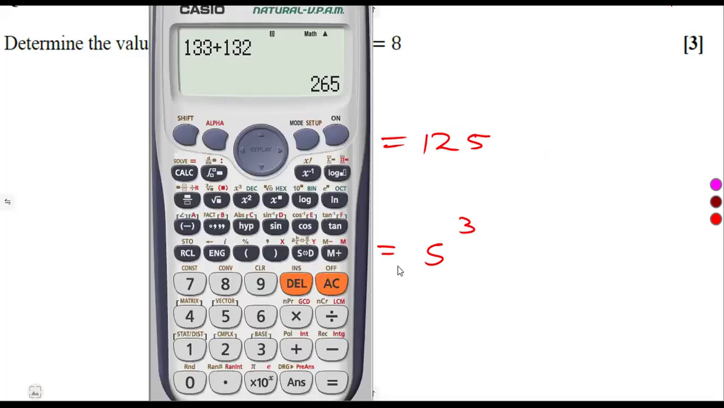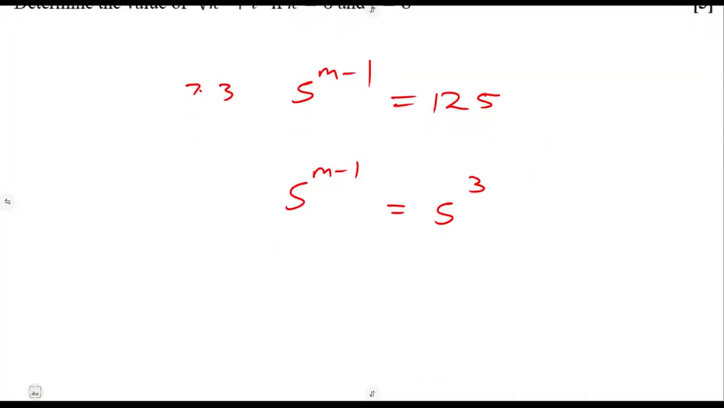Guys, yes, you can use your calculator. Some of you guys, 125 is equal to what? You equate, you put the equal sign there, then shift fact. It gives you the answer, 5 to the exponent of 3. Some of you are used to calculator. Use your calculator. Don't worry.